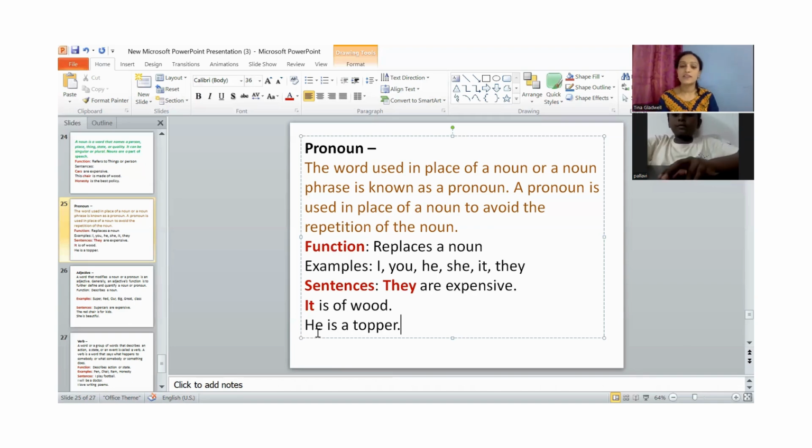He, ma'am. Very good. He is a topper. He is the pronoun here. Okay, so pronoun here replaces a noun. It is used instead of a noun or a noun phrase. That is why it's called pronoun.